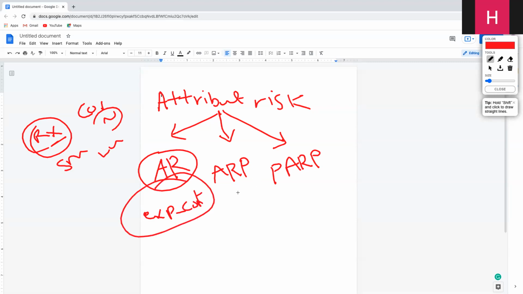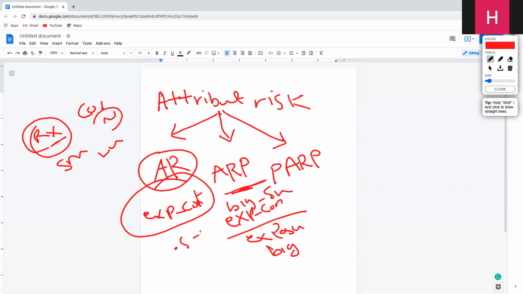But if I want the attributable risk percentage, I will take the exposure minus the control, and divide it by the exposure. It's important to know which one is the exposure and which is the control. But for exam purposes, just take the big number minus the small number and divide by the big number. So let's say here 0.5 minus 0.3 divided by 0.5. This will be the percentage.